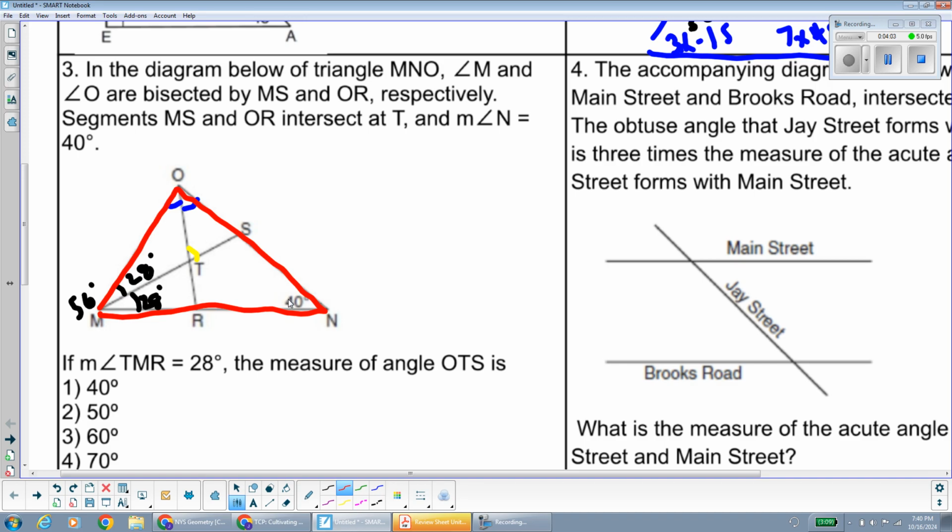Remember, all three angles of any triangle add to 180 degrees. So if we do 56 plus 40 and we subtract that from 180, we get what the measurement of angle O should be. And the measurement of angle O should be 84 degrees. And that tells us that each half should be 42 degrees.